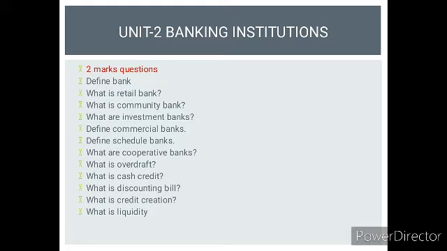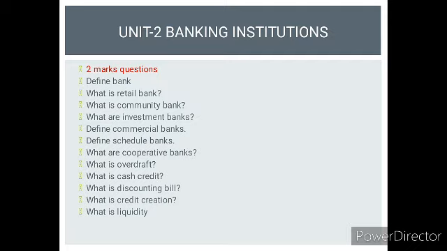By definition, banks which have been included in the second schedule of the RBI Act of 1934 are called scheduled banks, and they have to fulfill two conditions. The first is that the paid up capital and collected funds of the bank should not be less than 5 lakhs. The other is that any activity of the bank should not adversely affect the interest of the depositors. These two things should be there.